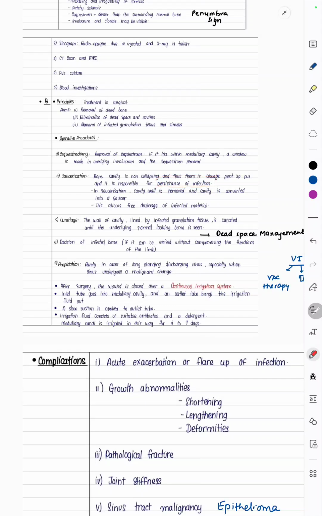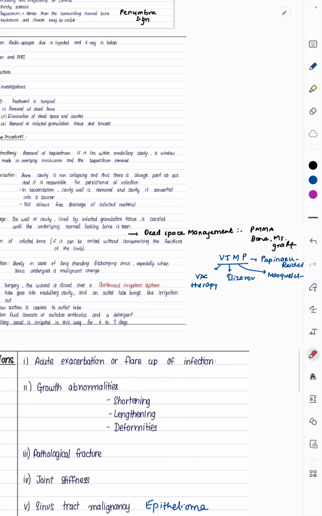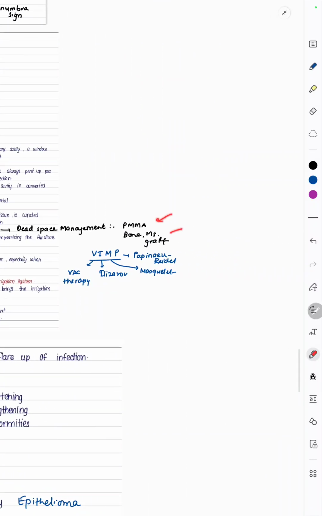Then the dead space management is done. Dead space management consists of filling it with PMMA, bone graft, or muscle graft. It should not be filled with metals. The different techniques are the VAC therapy; I stands for Ilizarov technique, M stands for Masquelet technique, and P stands for Papineau technique.